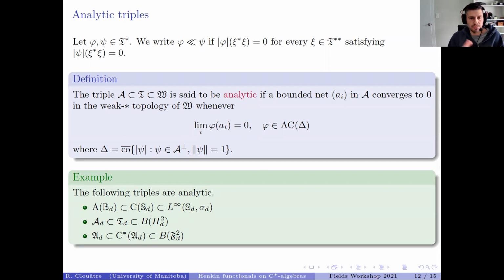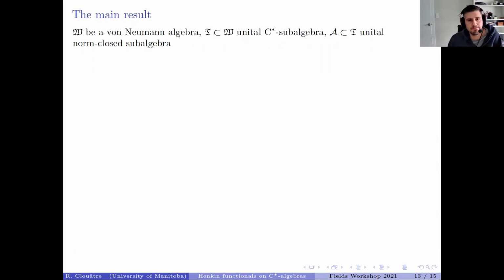Okay, so this is a technical condition. Now let me get to the main result. Okay, the main result goes like this. So let me recall what the setup is one more time. We have this triple, right? We have the von Neumann algebra W that simply is a way to talk about weak star convergence. We have our unital C-star subalgebra T inside of there, and we have A inside of T, a unital normal closed subalgebra.